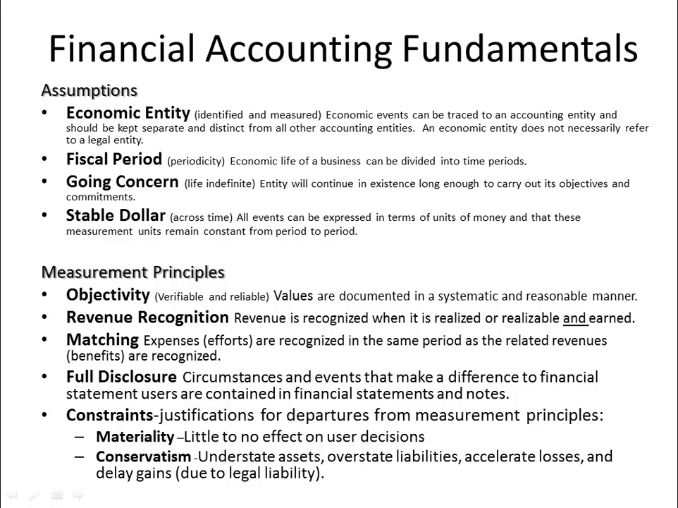The third assumption is that we're dealing with a going concern. In other words, this business is in business not only this year, but next year and the following year. The life is indefinite, and this entity will continue in existence as long as it is around to carry out its objectives and commitments. So there's the going concern idea, and then we split that going concern into different fiscal periods to measure results.